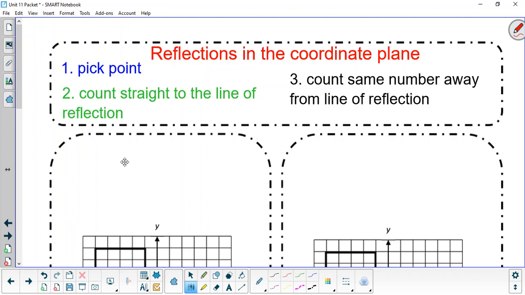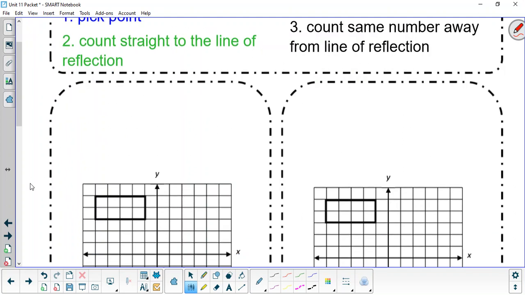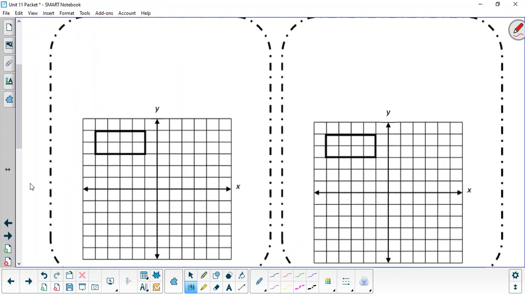We're going to talk more about the lines of reflection in the coordinate plane. We have 3 steps to follow. There are 4 different lines that we can reflect over. So the first line is our x-axis. And our x-axis is this line here. So if we follow our notes, we're going to start with a point. So if I start with this one, I count 1, 2, 3 jumps to the line of reflection. So that means I have to go 3 away. 1, 2, 3. Plot my point.